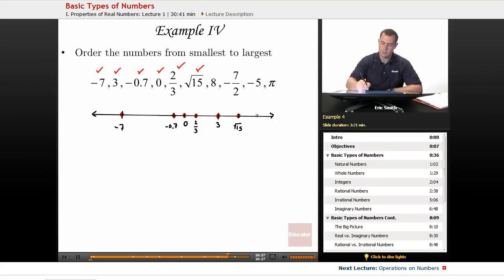All right, 8's a good one. Definitely larger than the square root of 15. Mark that one off. Negative 7/2. Well, that one is about negative 3.5. Let's put that one down here. Negative 7/2. Negative 5.